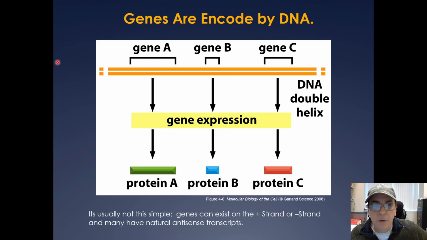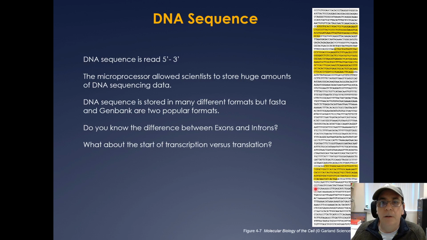Genes can exist on the plus strand or the minus strand of DNA. Genes can have natural antisense transcripts, and there are non-coding RNAs and other things like that. So the genes can actually overlap. There are a lot of complications to it, but in its simplest form, gene A gives rise to protein A, gene B gives rise to protein B, and gene C gives rise to protein C. That's the one gene, one enzyme hypothesis that Beadle and Tatum put forth.